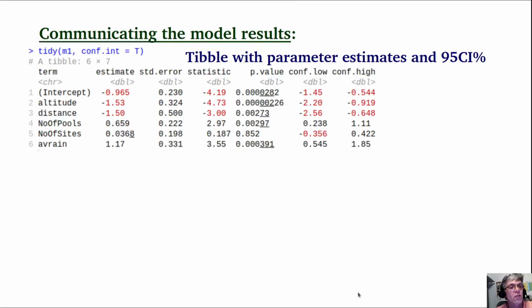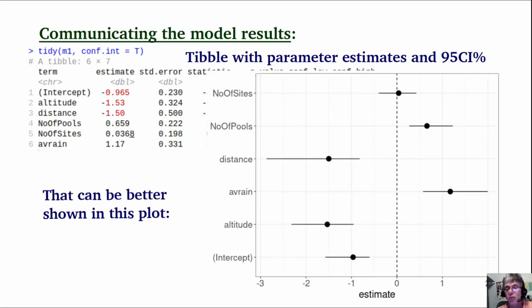So to communicate the results, we can obtain a table with the parameter estimates and 95% confidence intervals that could be better shown in a plot. Let's recall that this confidence interval is a set of parameter values that are compatible with the data. So the average slope of distance can range between, say, minus 2.7 and minus 1.8. So all this set of parameter values are equally compatible with the model and the observed data.